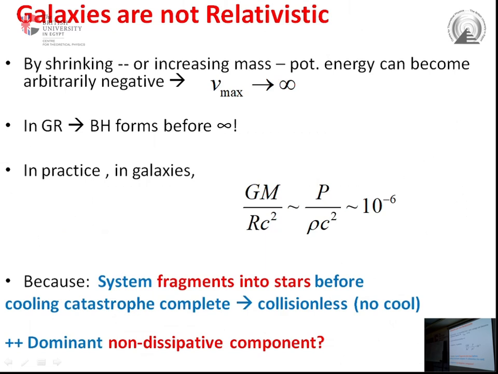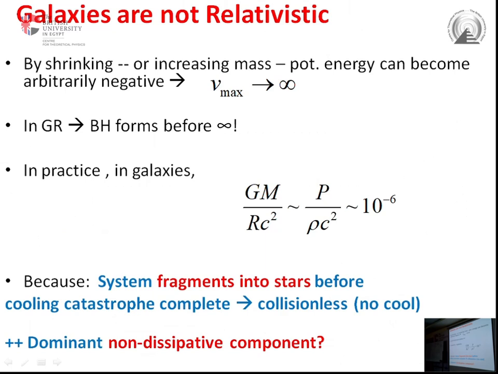Now, you'll find that your typical thing determining the Schwarzschild radii and the pressure and so on, the relativistic stuff, is of order of 10 to the minus 6 in mass. So very small. Galaxies are not relativistic. So what is preventing them being relativistic? Well, first of all, they form stars, and stars don't radiate, at least not in the way of radiating and losing energy and making the thing shrink.